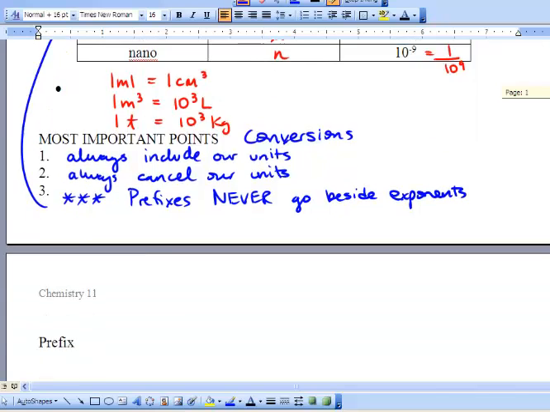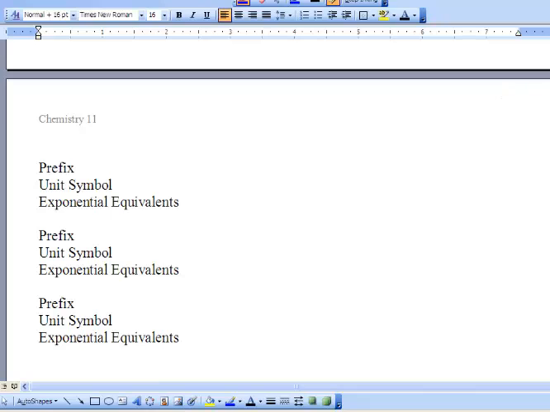So let's turn down, and we're going to do a couple examples here. We've got 5 kilograms, and we've got our prefix right here, so that's a K. Our unit symbol is right here, and it's a G. And our exponential equivalent, well, what that really means is, what does K represent as an exponent? So we've got 5 times 10 to the exponent of 3 grams.